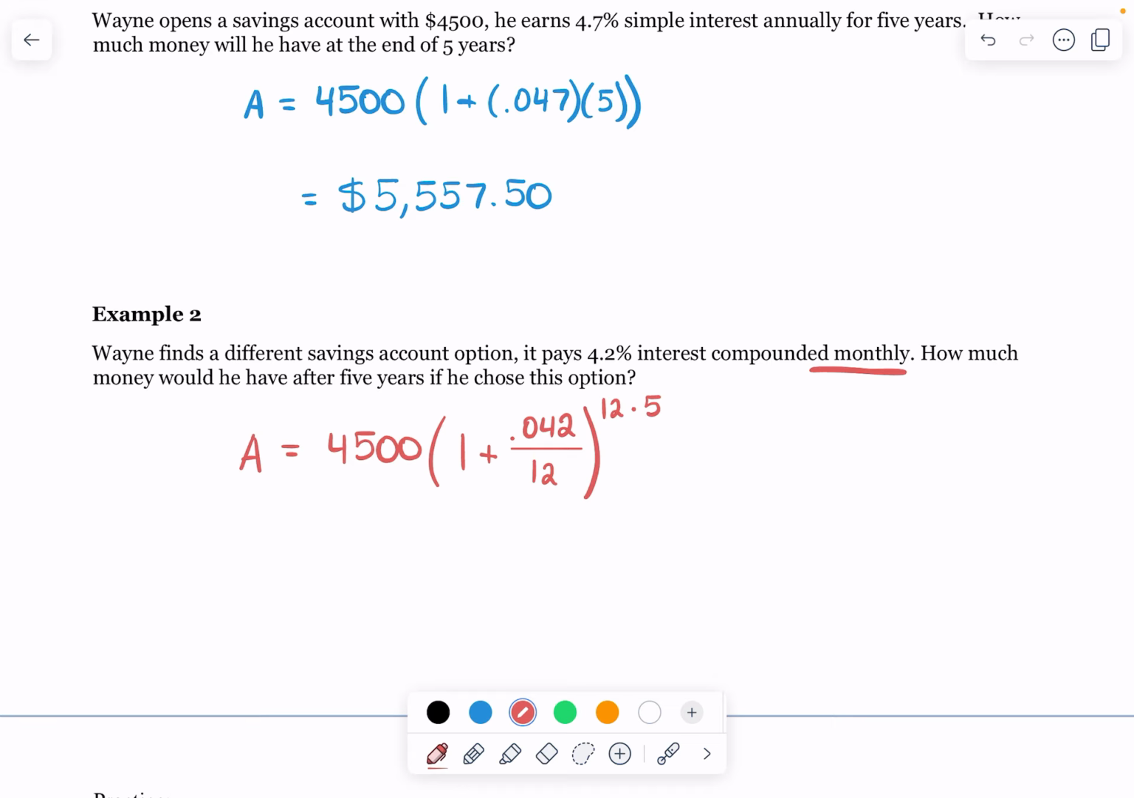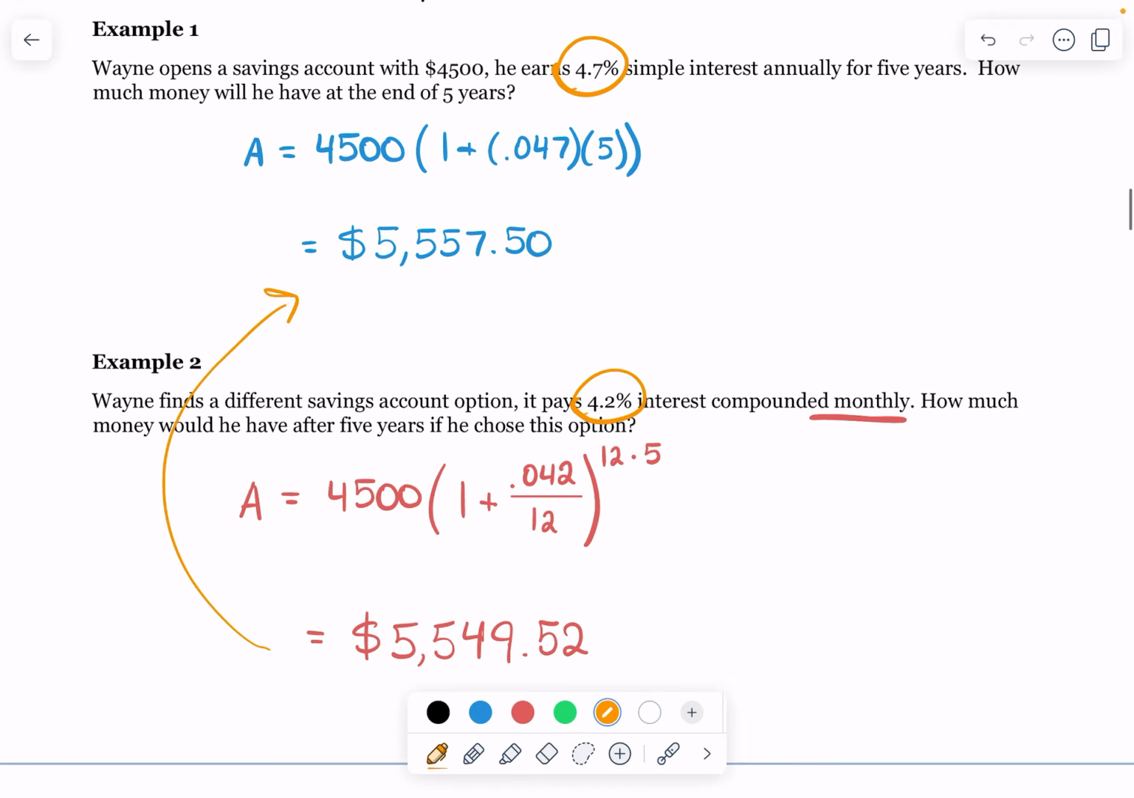Again, we'll take that and put that into our calculator, and when we get that out, it's going to come out as $5,549.52. So it ends up being a little bit less than the simple interest account, but the interest rate, though it may feel pretty close, is actually fairly significantly lower. That 0.5% makes a big difference. And the compounding helped it grow and kind of catch up over time.